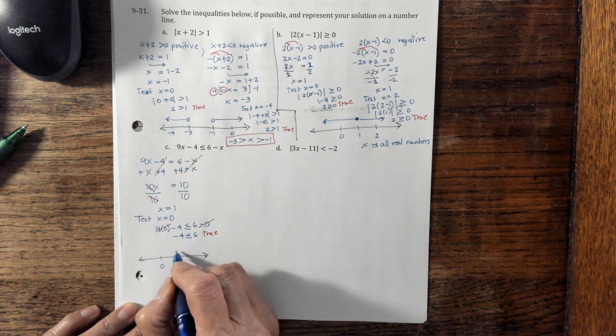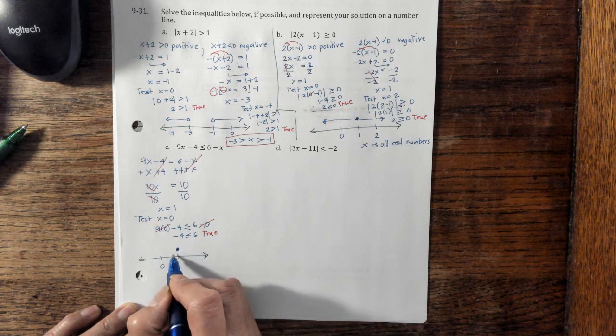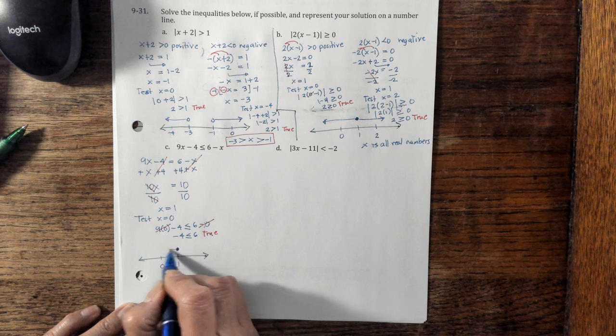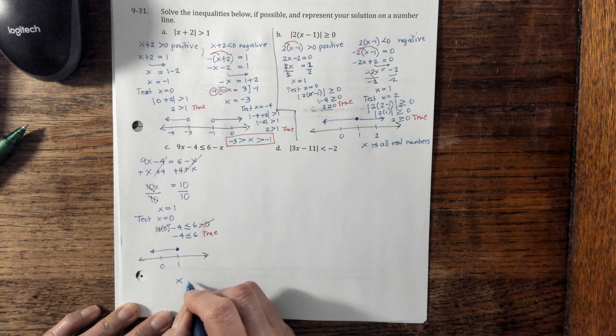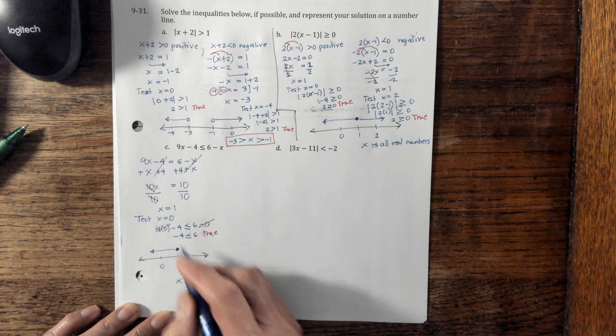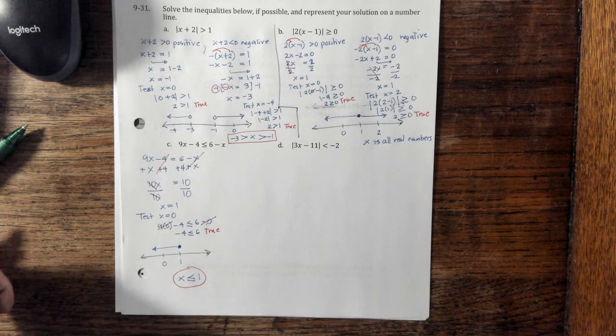So since there's an equal sign here, our point 1 is part of the solution. That's why it's shaded, and we're going to the left. Therefore, our value of x is less than or equal to 1. So that's the answer for letter C.